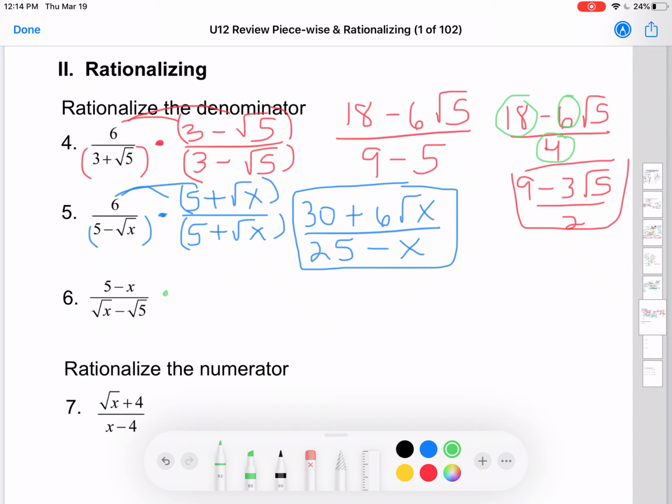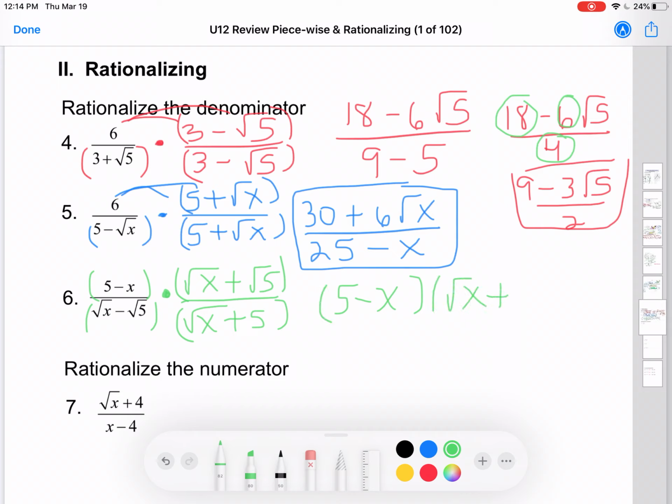Okay, so again, let's rationalize the denominator. So I'll multiply by the conjugate. Okay, now here, I have a binomial on top. We're not going to distribute on top. Leave it. And something nice will happen here.